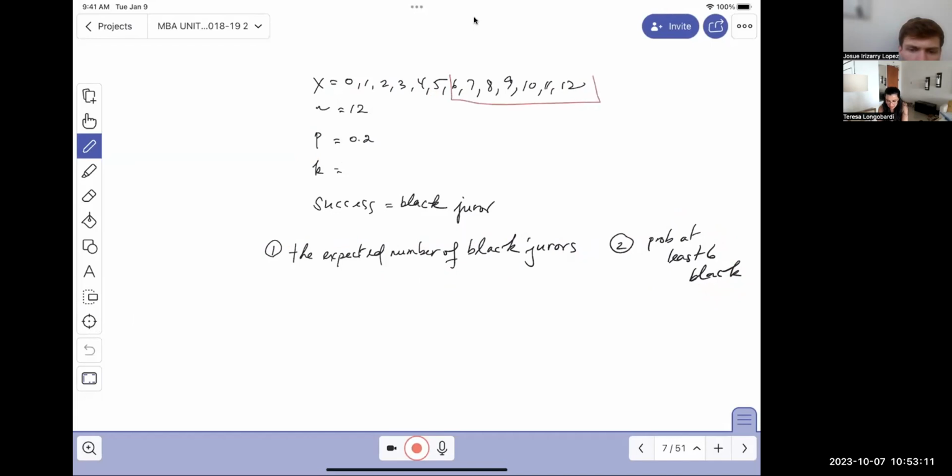So at least 6 means all of those. You can do that in Excel, or you can do it one by one, but that's what you want to compute. All right. The expected number of black jurors, if you continue into sampling distribution of a statistic, I talk about the mean of the binomial.